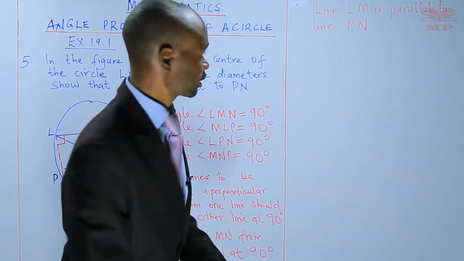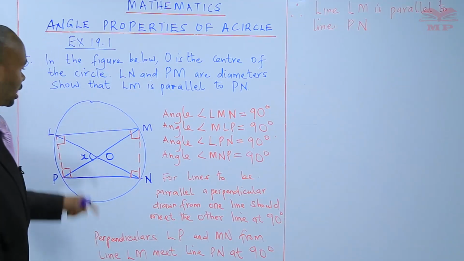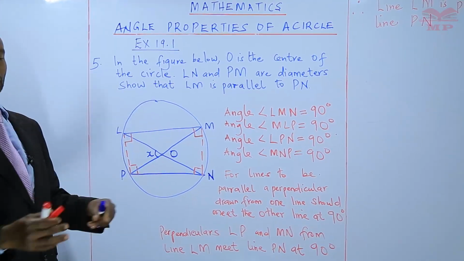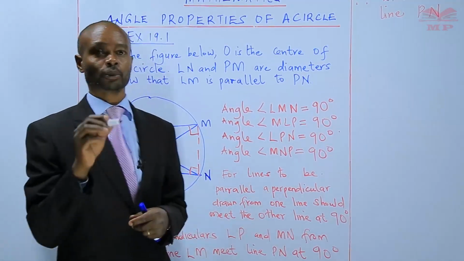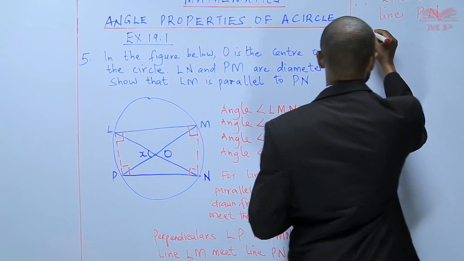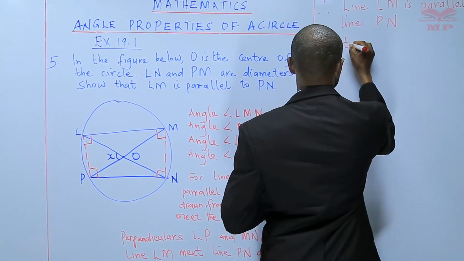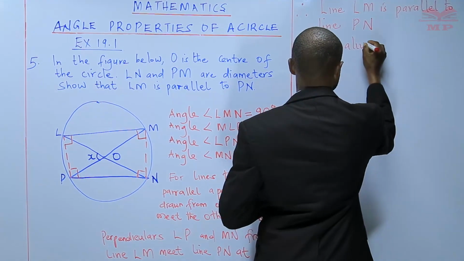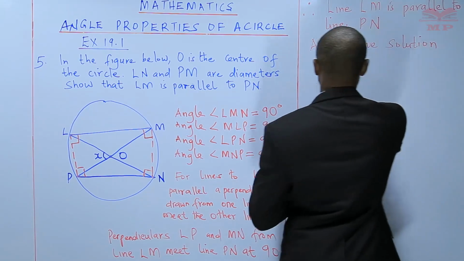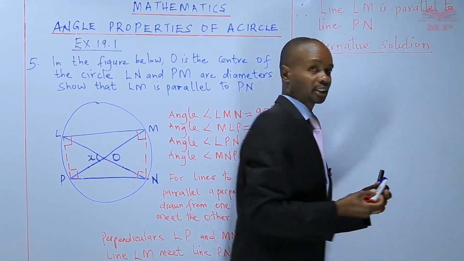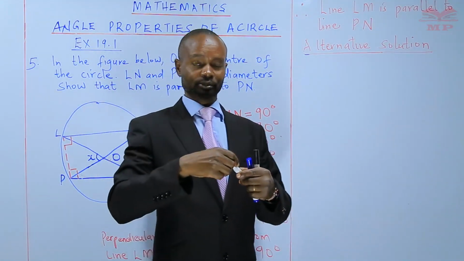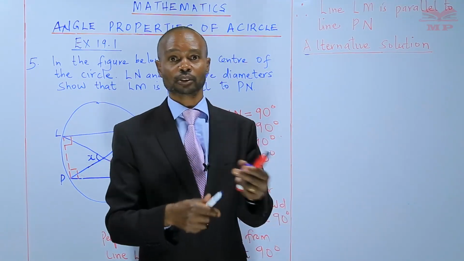That is just one of the methods. The other method: there is an angle given there, x. That angle could lead us to another alternative solution of proving that the lines are parallel. So we have an alternative solution. In the alternative solution, I'll have to draw a diagram that will help us to solve that question.